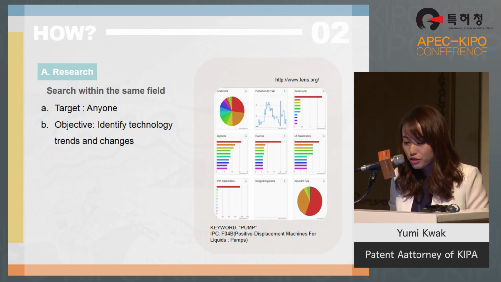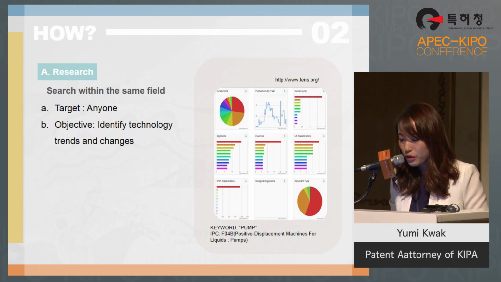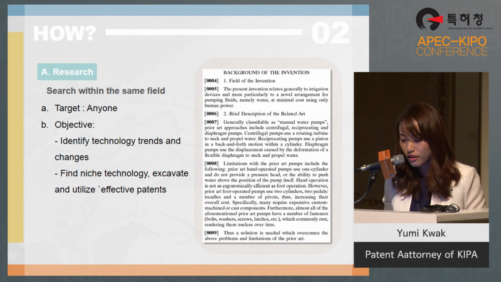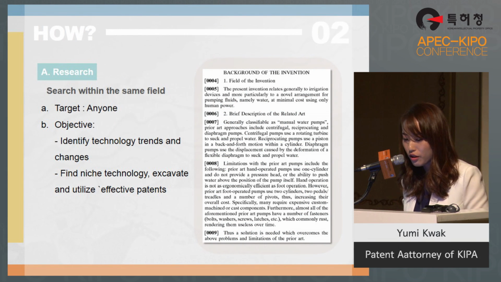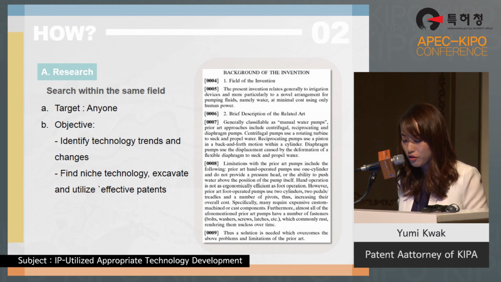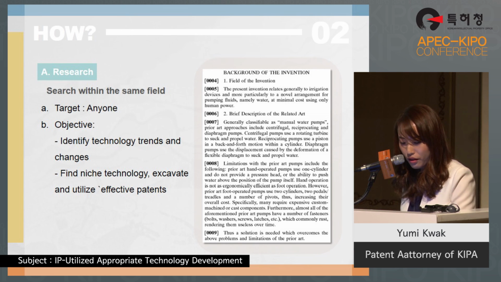Secondly, by searching within the same patent fields, we can understand key issues and the quality of specific technology in certain times and areas. A patent specification must include issues that need to be solved, as well as background information, since the subject matter of a patent is merely a novel idea. Through this, we can find niche technologies which have solved similar problems certain nations have experienced.